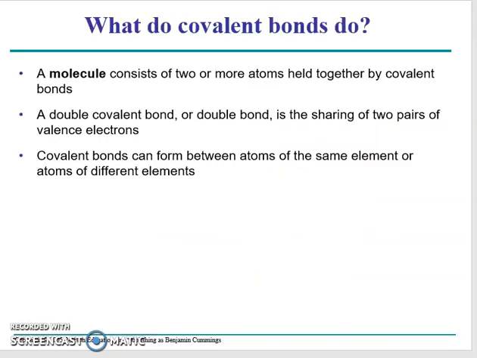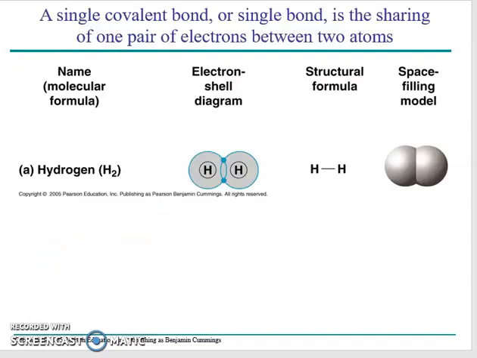Okay, so what do covalent bonds do? A molecule consists of 2 or more atoms held together by covalent bonds, right? A double covalent bond, or a double bond, is the sharing of 2 pairs of valence electrons. You can also have triple bonds, or rarely quadruple bonds. I don't know if I've ever seen an atom or a molecule in biology ever act like that, but we're just going to compare and contrast the two for a couple more slides.